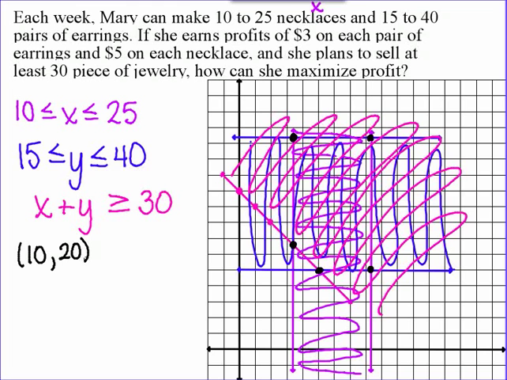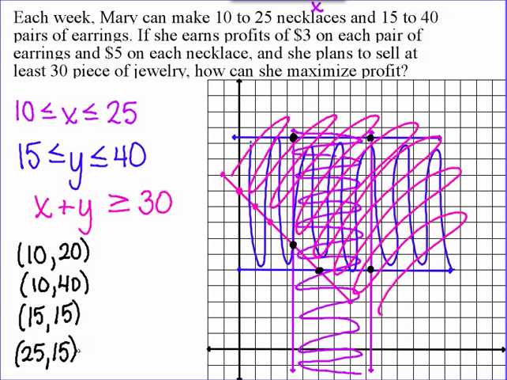Your next point then is going to be at 10, 40, because that's the point 10, 40 up there. My next point over here is going to be at, what do I have there? 15, 15, okay, so 15, 15. My next point over here will be at 25, 15. And then my final point will be at 25, 40. So those are your 5 points.